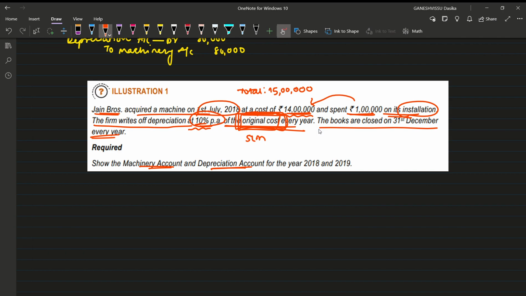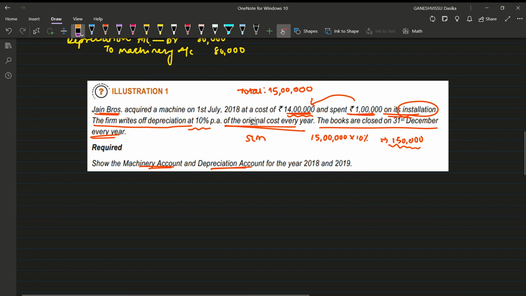Everyone will say that 15 lakhs into 10%, which is 1,50,000. But I say this is wrong. Why? Because it has been purchased on 1st July 2018. Okay, but annual depreciation is 1,50,000. But is this the correct value of depreciation for the year ending 31st December 2018? I say it is not, because it has been purchased on this date.